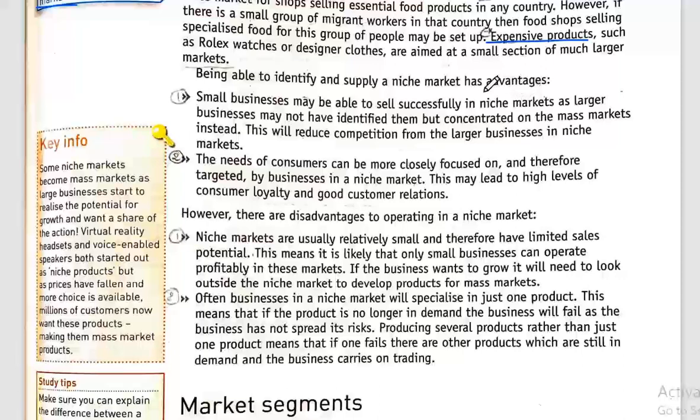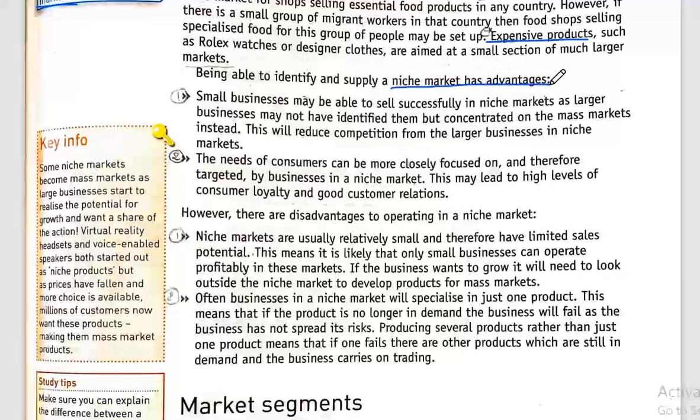So, what are the advantages of niche market? Number one, small businesses may be able to sell successfully in niche market as larger businesses may not have identified them but concentrated on the mass market instead. So it will reduce competition from the large businesses. Large businesses tend to go to mass markets more. So small businesses have an opportunity to sell in this niche market, and it's going to be less competitive for them.